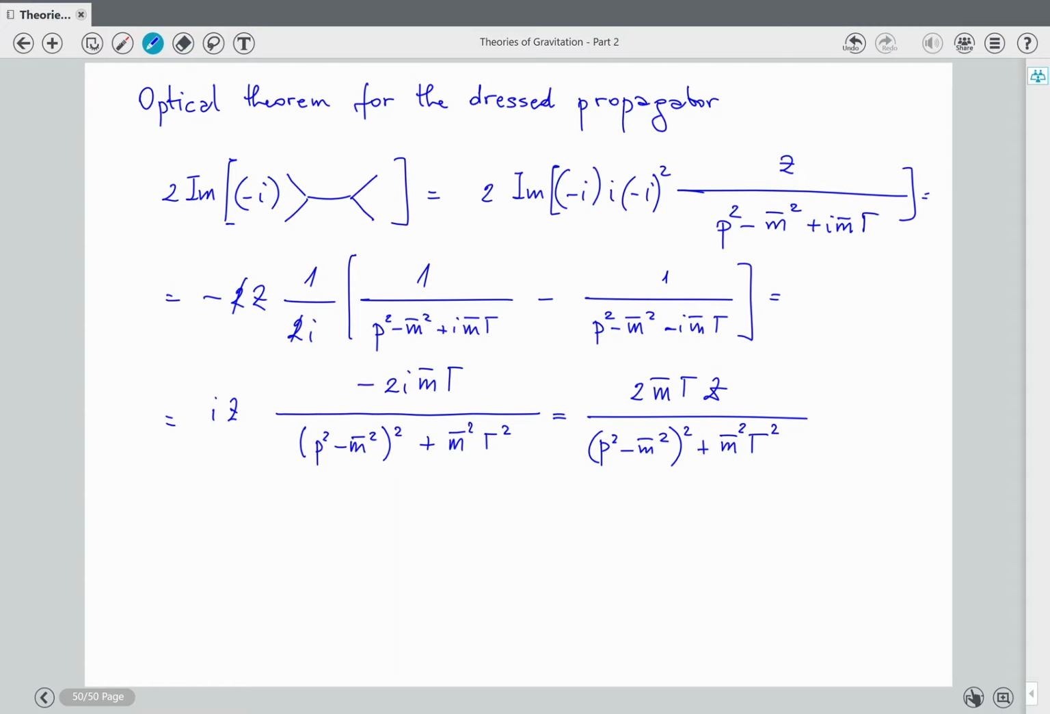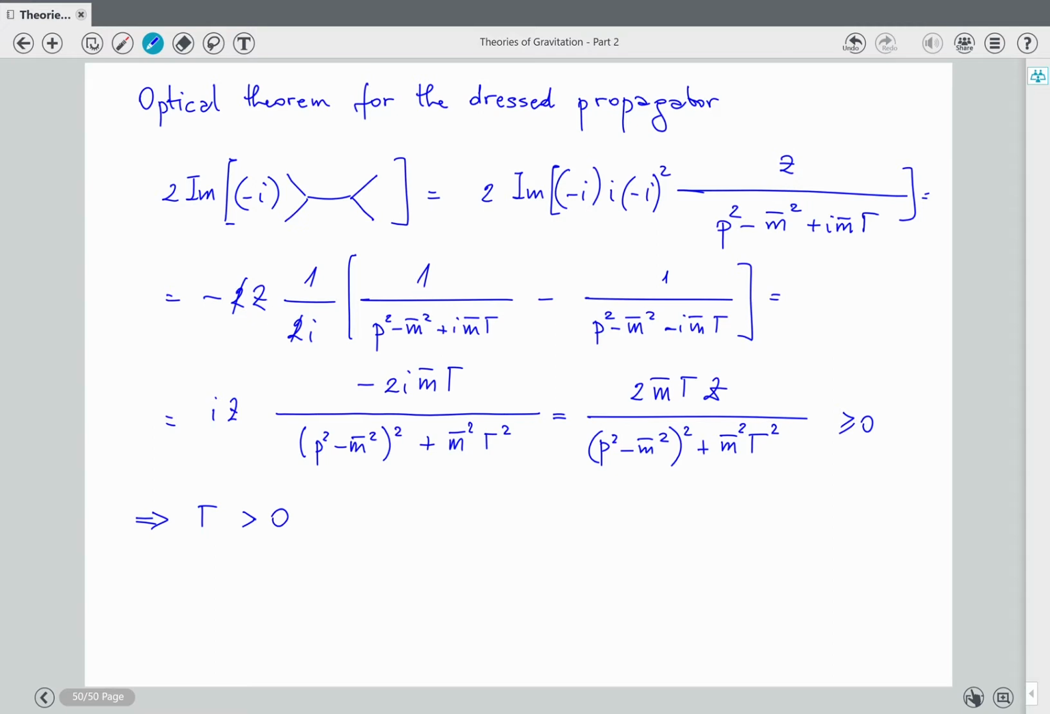So that should be positive. That means that gamma is positive. The width of a normal particle has to be positive, which means that it has a lifetime.